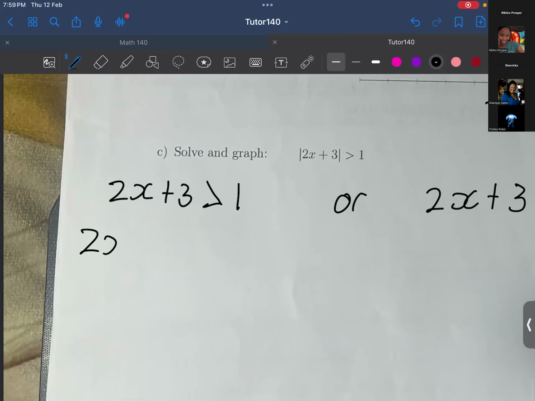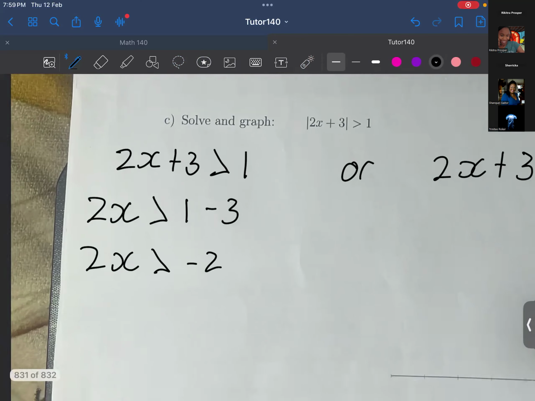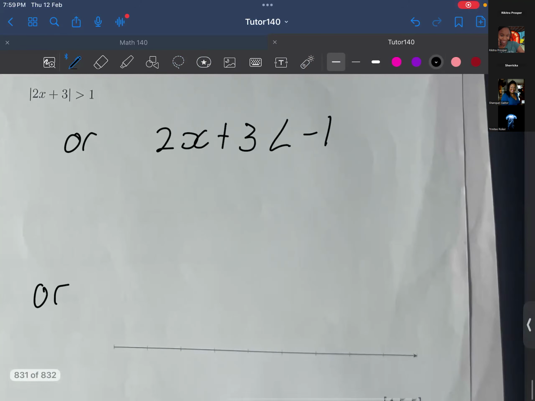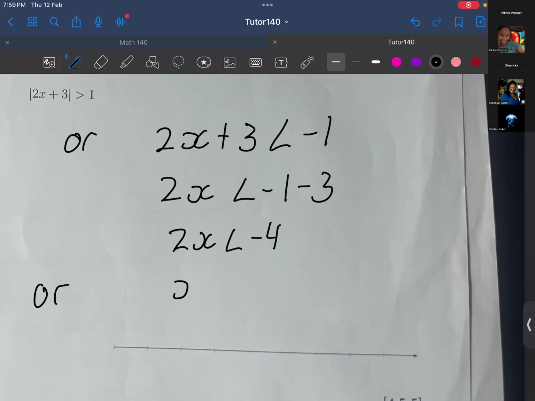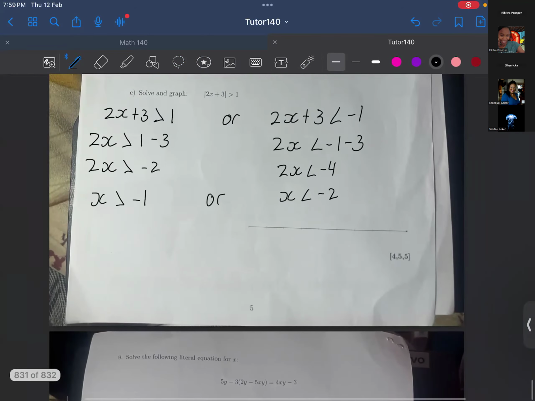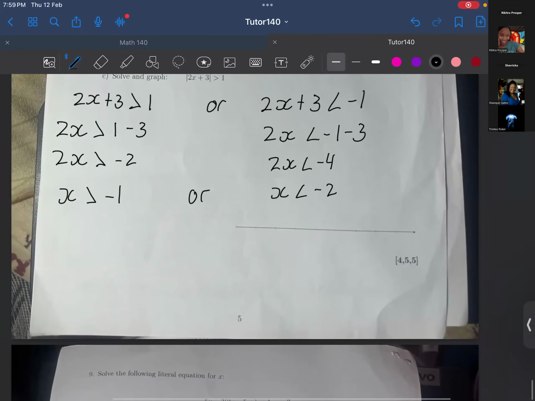So 2x is greater than 1 minus 3. 2x is greater than negative 2. X is greater than, divided by 2, that's negative 1. Or 2x is less than negative 1 minus 3. 2x is less than negative 4. X is less than negative 2. So x is greater than negative 1 or x is less than negative 2.